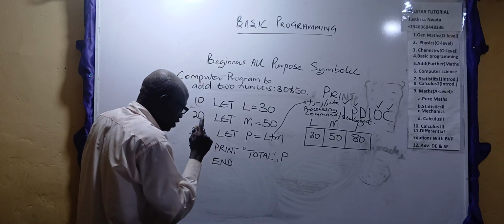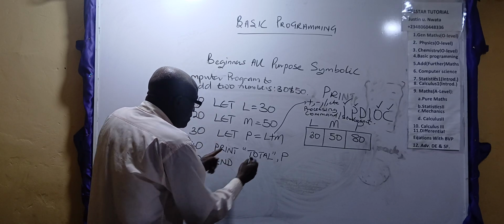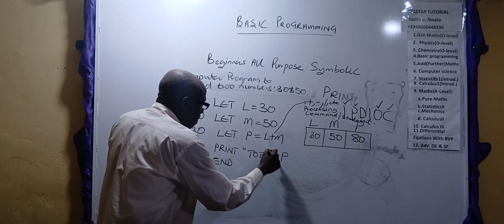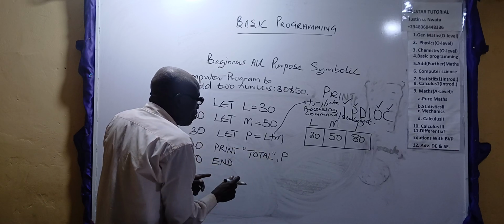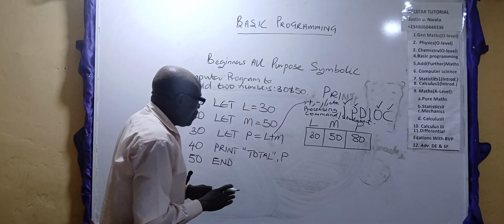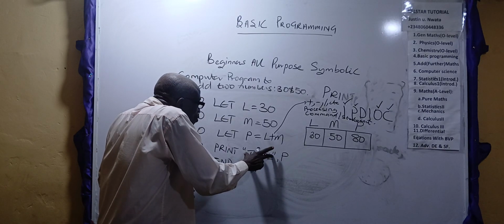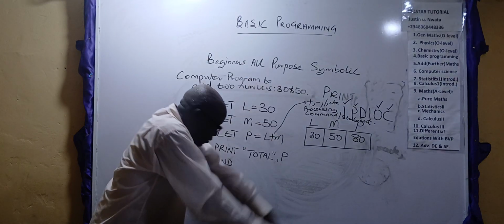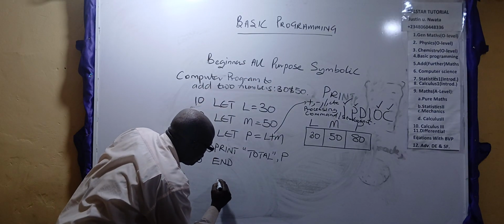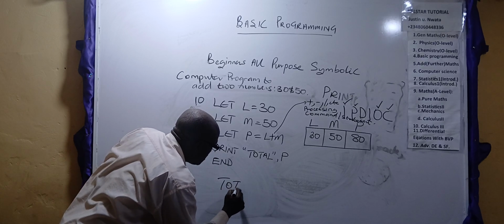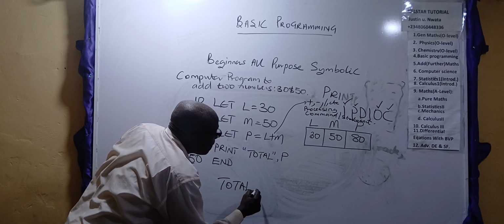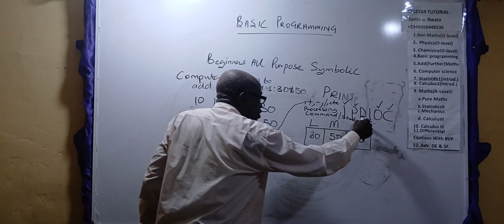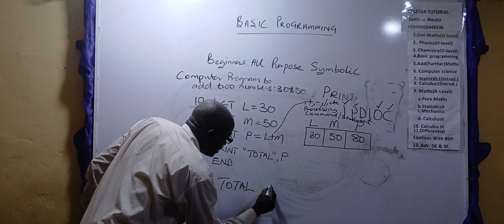Now, pay attention. When the computer sees this quotation mark, quotation mark means copy and paste. What it means is that whatever is inside this quotation mark, it is not going to touch. It will just carry it as it is and write it for you. The computer will write total. And now print P. What is location address P? What is inside the location address P? 80. Total 80.